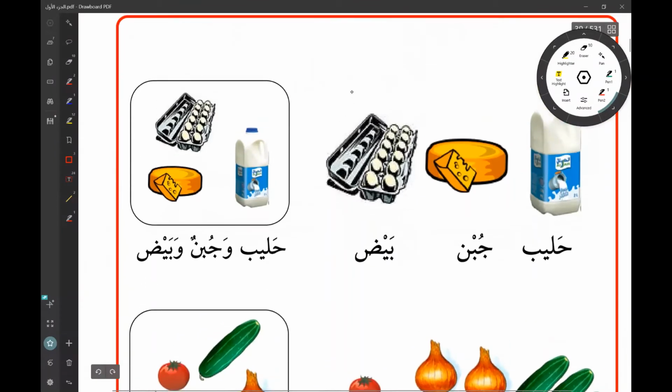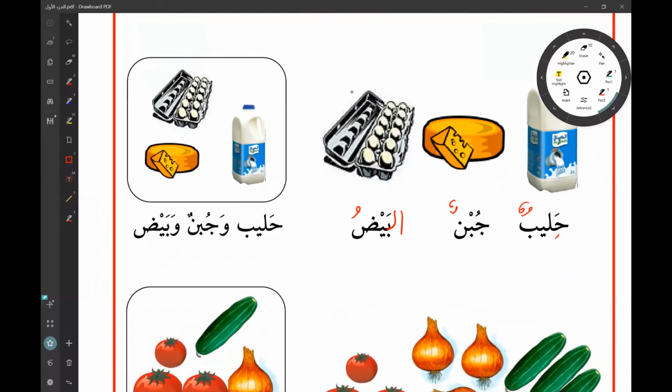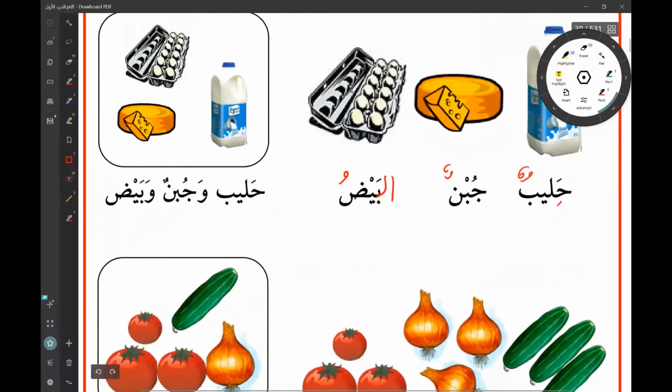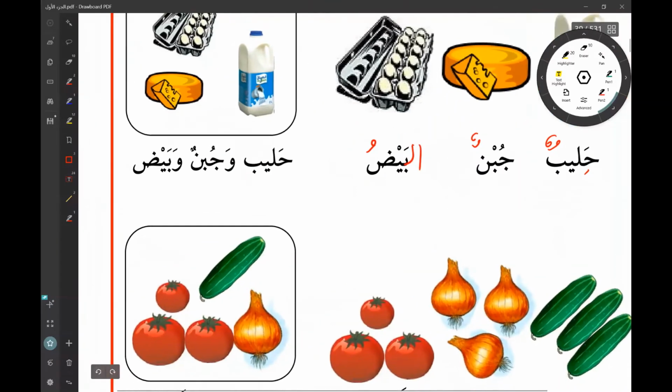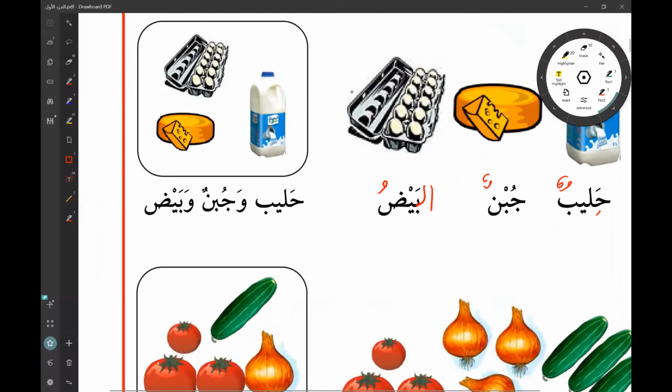Same thing goes here, same type of exercise. Halib, what is halib, right? We can say halib or halibun, milk, jubnun, cheese, baydun, eggs, you understand? Because these are all indefinite. But as soon as you add alif lam, al bayd, then you cannot say dun anymore. Al baydu. Okay, so this is something you should practice, because we're building this concept of definite and indefinite, even though the book is not asking you here, but it's something you should practice yourself, right? So you read the word and see how you can say it in indefinite, right?